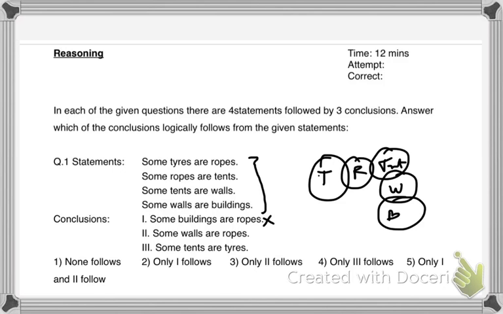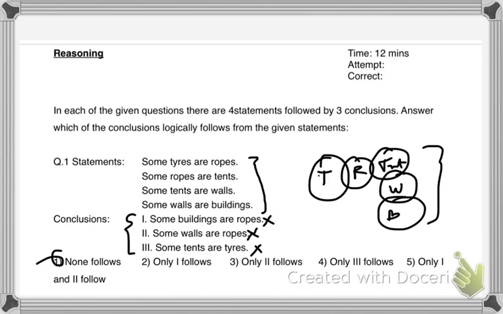Some buildings are ropes is not correct in this diagram, that means conclusion one is false. This proposed conclusion is not an actual conclusion, that is what I mean to say: C1 is false. Now I come to the second conclusion: some walls are ropes. Some walls are ropes is not true in my diagram, that means the second is also false. And I come to the third conclusion: some tents are tires. Again, this is not true in this diagram, that means this is again false. So all three are false and my answer is 1, that is none follows.